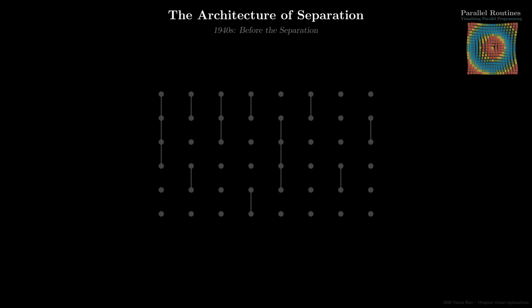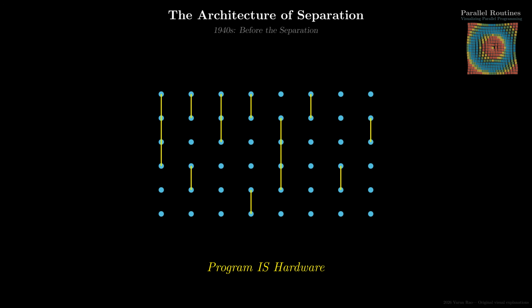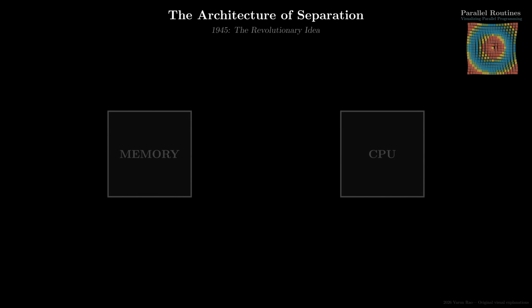Before software existed, ENIAC had no stored programs. Control was physical, implemented through wiring and switches. The machine's behavior was defined by cables, not memory. Changing the algorithm required manually rewiring the hardware, a process that took days.